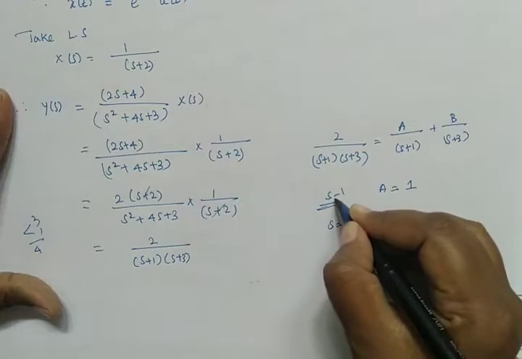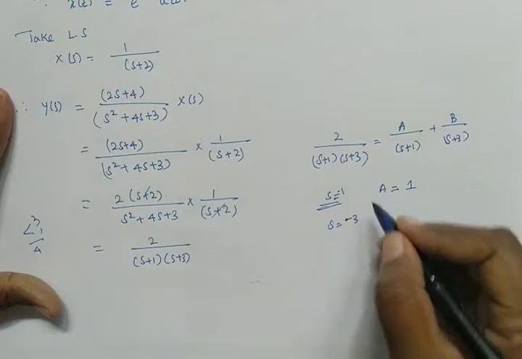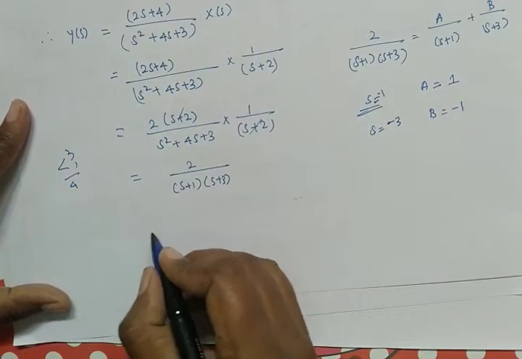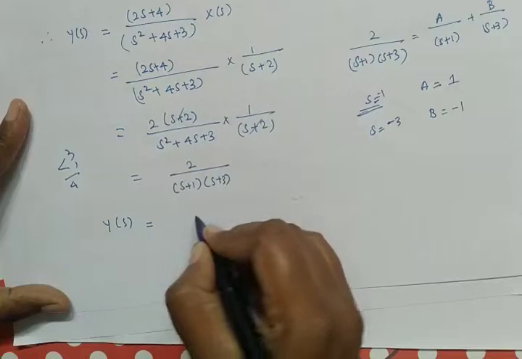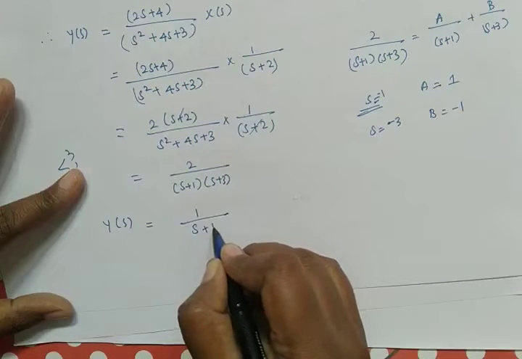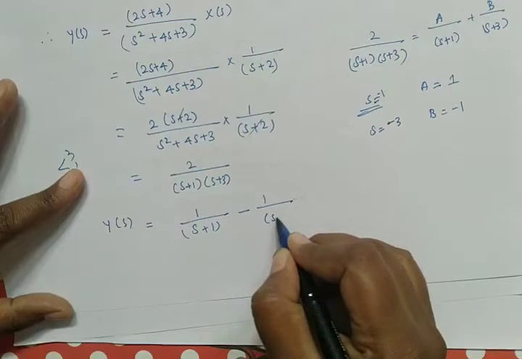Likewise, if you substitute s is equal to minus 3, because here we have plus 3, so minus 3, we will get B is equal to minus 1. Therefore we can write this as Y of s will be equal to 1 by s plus 1 minus 1 by s plus 3.